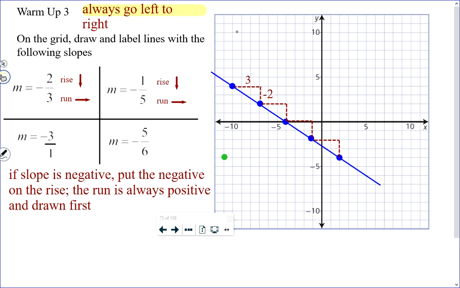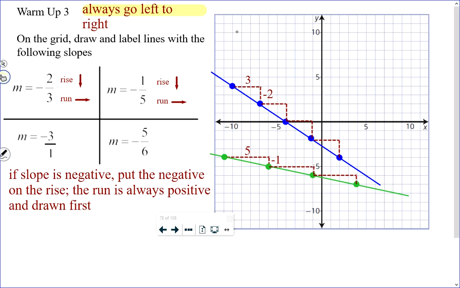What does a slope of negative 1 over 5 mean? It means you pick a point, it doesn't matter where, I'm picking that green point, and I'm going to go 5 to the right and 1 down. 5 to the right and 1 down, and I repeat as many times as I want to, or care to, and I can draw the line.